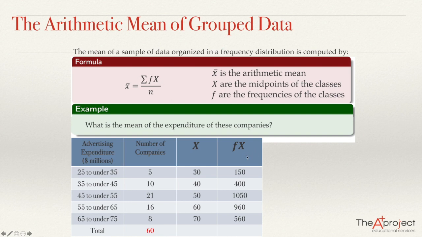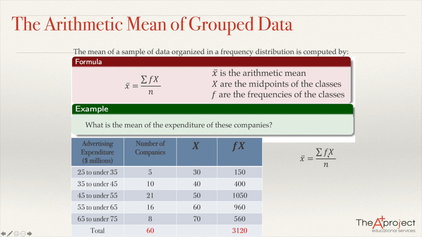Because the formula says that you need to add together all the fx. So 150 plus 400 plus 1050 plus 960 plus 560. The answer is 3120. Just type it here. And then you can use the formula to compute the mean.